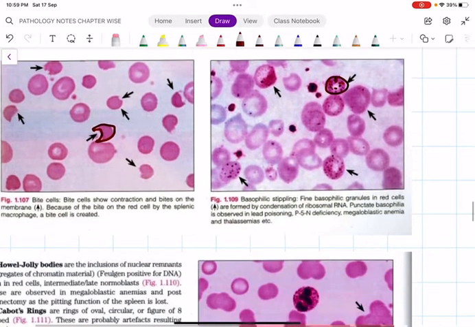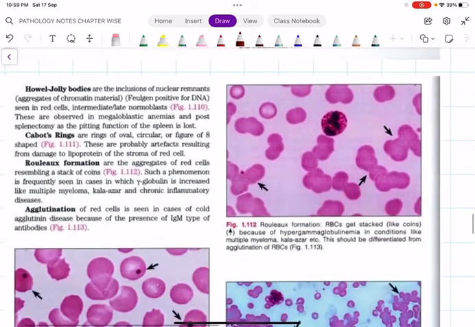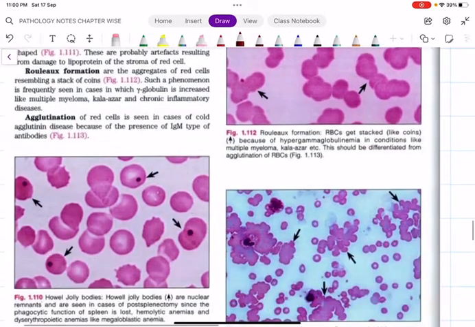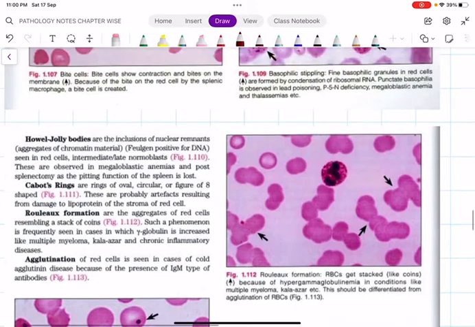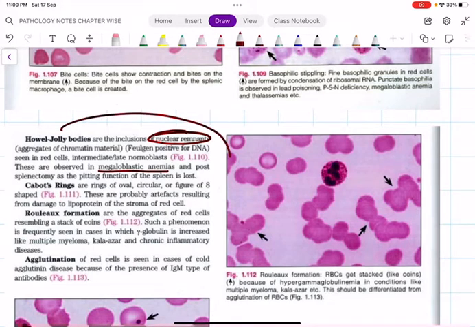Okay. Then we have something what we call as Howell-Jolly bodies. What are these Howell-Jolly bodies? See, what is basophilic stippling? They are ribosomal RNA. Howell-Jolly bodies are nuclear remnants. They are also seen in case of megaloblastic anemia, but remember, Howell-Jolly bodies are characteristically seen in post-splenectomy. Very important. Howell-Jolly bodies, hallmark feature of post-splenectomy. First answer. Second answer, megaloblastic anemia.